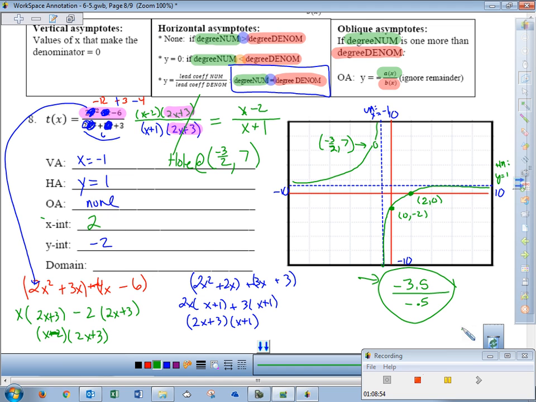To do the domain, if you weren't looking at the graph, you got to realize that this guy is smaller than this guy, so he's got to come first, right? You go from negative infinity to negative 3/2, union negative 3/2 to negative 1, union negative 1 to infinity.